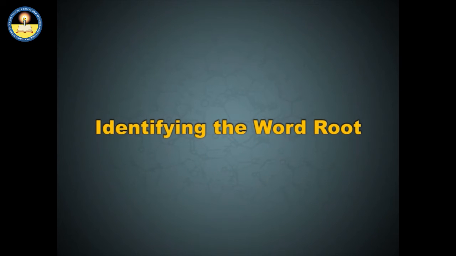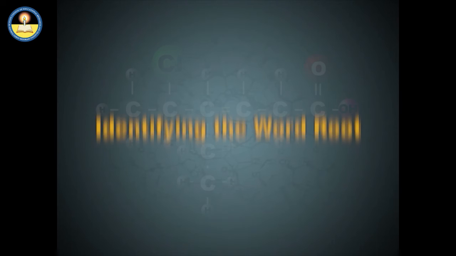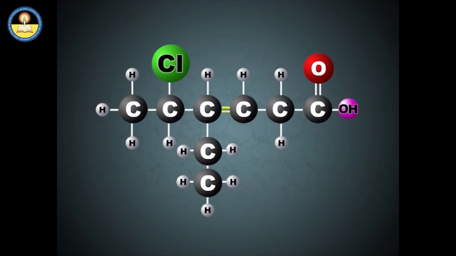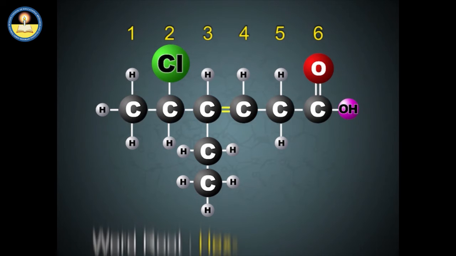Identifying the word root. The numbering of carbon atoms in the longest chain tells the total number of carbon atoms present in it. For example, a compound having C6 carbon atoms in its longest chain will be named as hex.